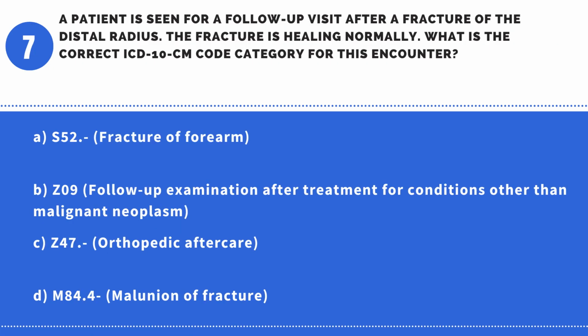Question 7. A patient is seen for a follow-up visit after a fracture of the distal radius. The fracture is healing normally. What is the correct ICD-10-CM code category for this encounter? A. S52, fracture of forearm. B. Z09, follow-up examination after treatment for conditions other than malignant neoplasm. C. Z47, orthopedic aftercare. D. M84.4, malunion of fracture.